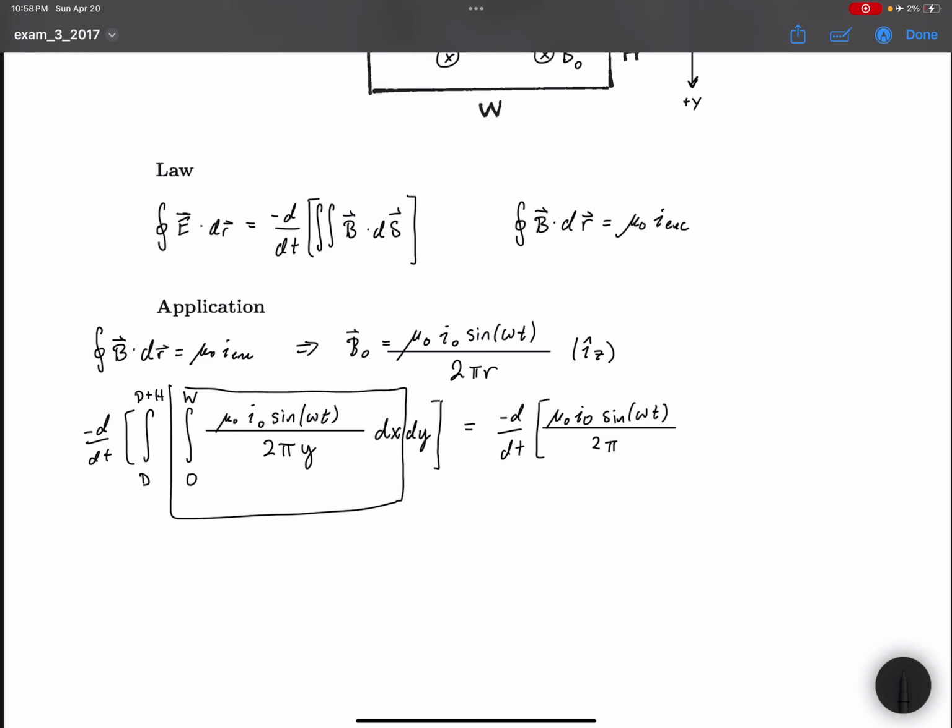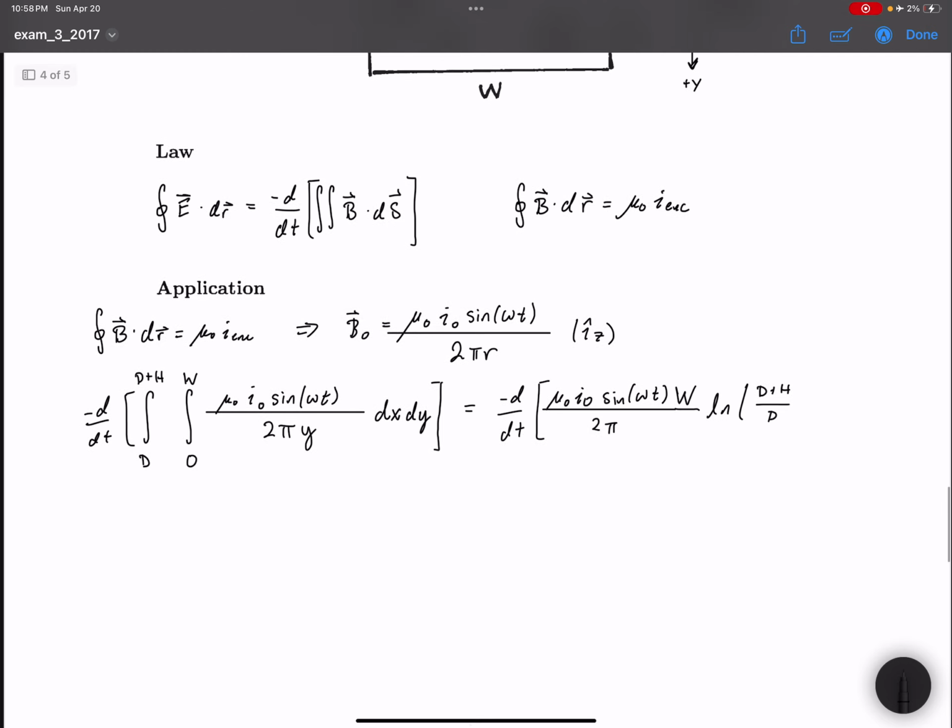so those are all constants inside this first integral here. So we can just integrate dx, and that would come out to be w. And then all these terms are constant inside the second integral, so we can take those out again and just integrate 1 over y from d to d plus h, which is ln of (d plus h) over d.